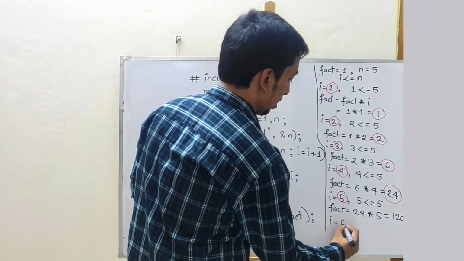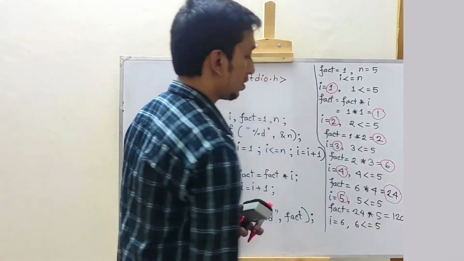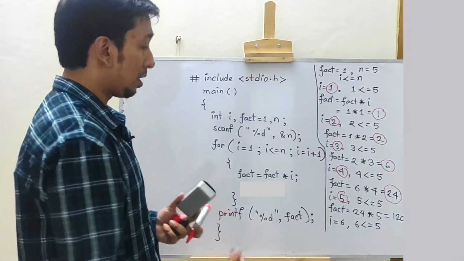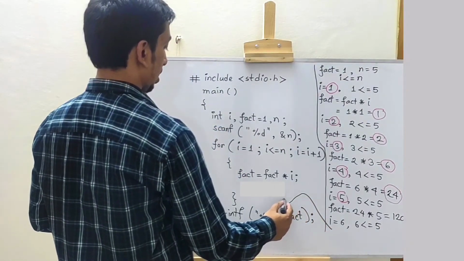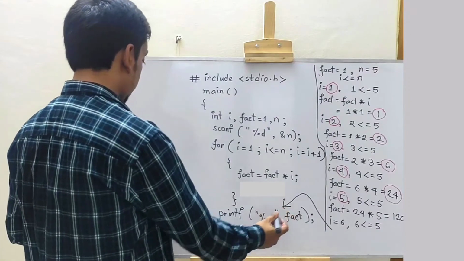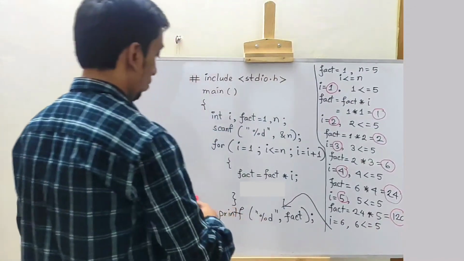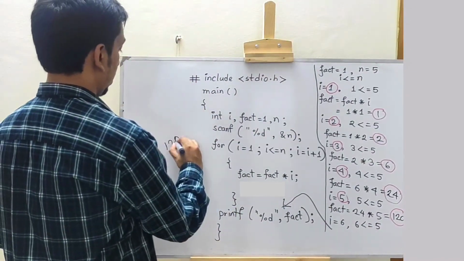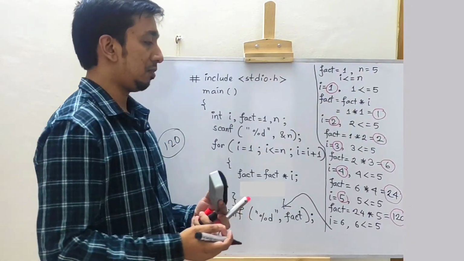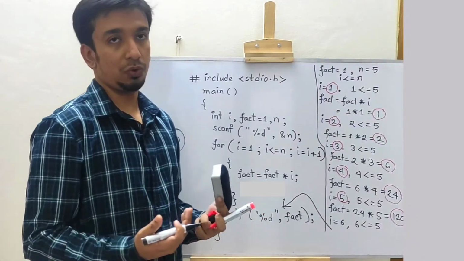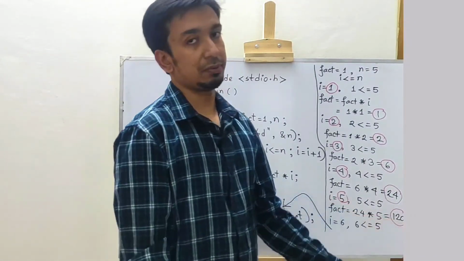I is equal to 6, then our condition is 6 less than or equal to 5. This condition fails. When the condition fails, it will directly come here and the value of factorial 5 is 120. So the value 120 will be printed here. So if I want to know what is the value of factorial 5, we can see here the factorial value is 120.